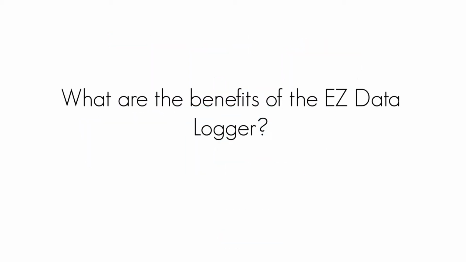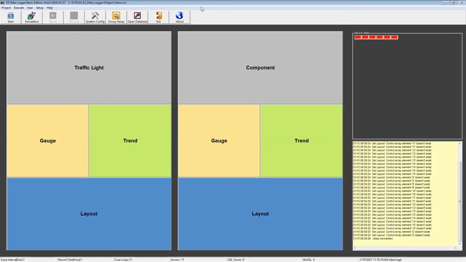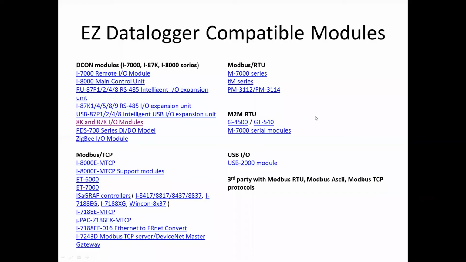What are the benefits of the Easy Data Logger? Okay, Easy Data Logger is a Windows application that we provide for customers who purchase our data acquisition modules. This software can be used for data logging and for creating a simple HMI application or a snapshot of their application on their PC. It works with all the series modules shown here on this screen.